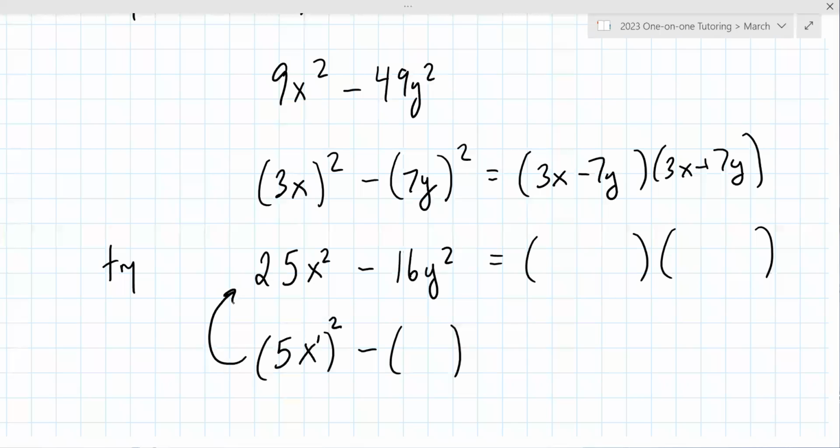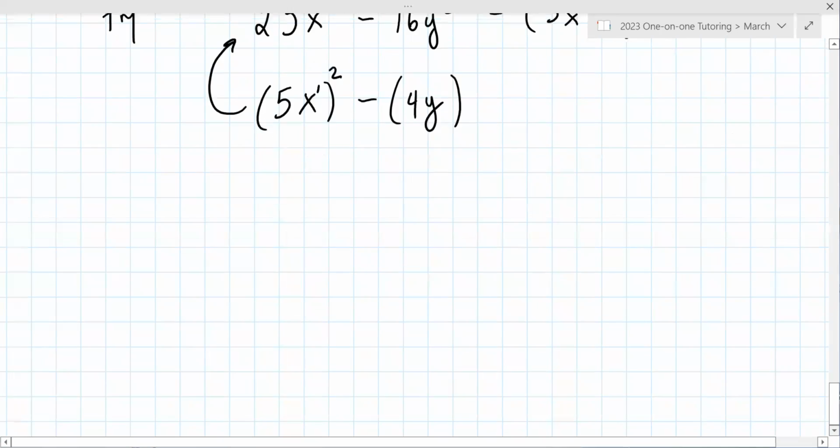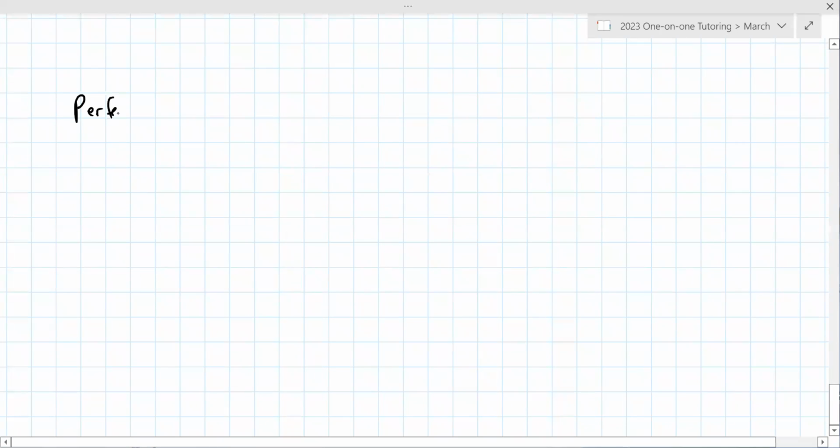And then is the other square root 4? Yes. And then 4y. Good. So then in the end it would end up being 5x minus 4y, and then 5x plus 4y. Right? Yep. Good. So that's difference of squares. The next one after this is perfect square trinomials.